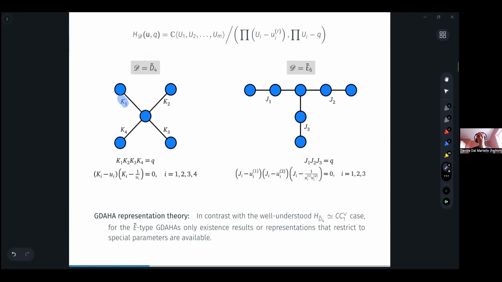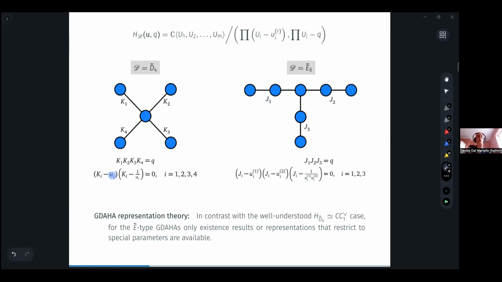In particular, I'm going to use the letter capital K for generators of D4. You see here, and being everything of length 2, as I gave you in the slide before, you expect quadratic Hecke type relations. In the case of E6, I'm going to use capital J, and you see that they get cubic relations because now the length is equal to 3 for all of them.